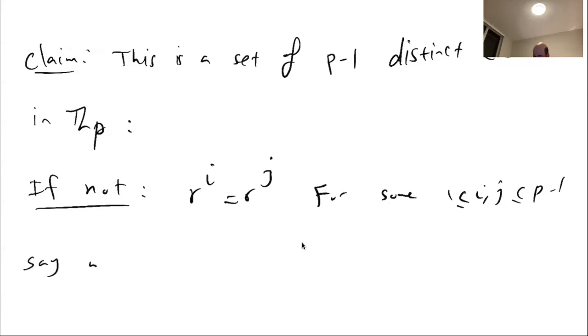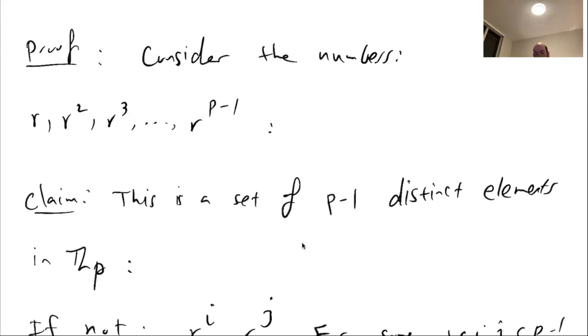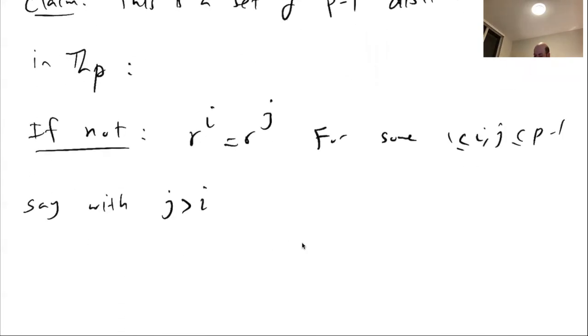Say with j bigger than i. So two of these powers, if they are not all distinct, two of them would be called, let's say, r to power i with r to power j. And then one of the powers would be bigger. I called the bigger power j and the smaller power i.